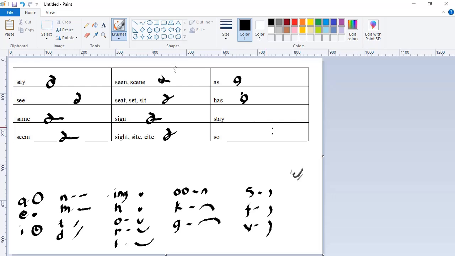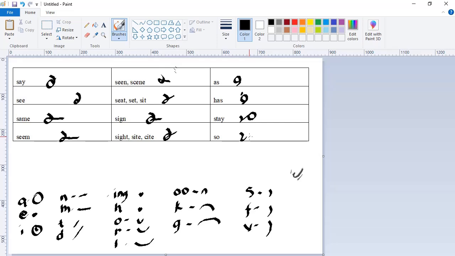So, has. And then we have stay. We have S, T, and A. Stay. And then we have so. So, we have S and O. So, ulitin natin. We have S and O. So, parang letter S lang siya na may mahabang buntot. So, S and O.